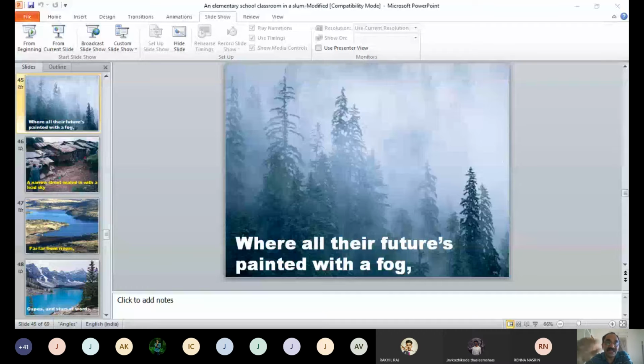Why is Shakespeare wicked? Wicked here means out of place. Not that Shakespeare is a wicked person. He is not at all a wicked person. But for these children, they consider Shakespeare out of place, out of means, out of reach. And that is why the poet has described Shakespeare as wicked.